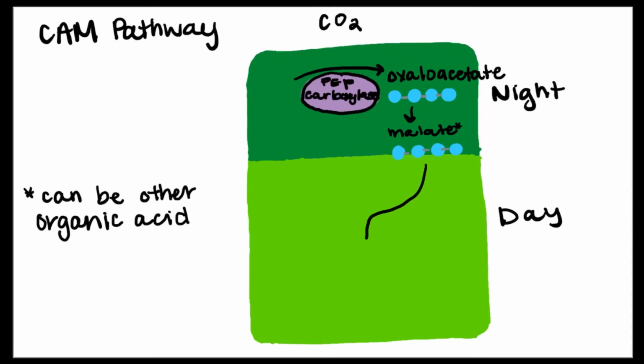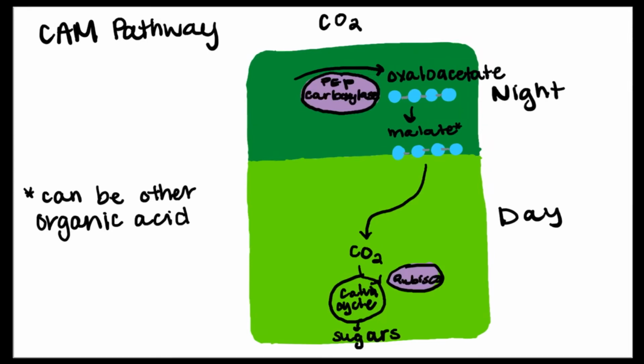In the daylight, CAM plants do not open their stomata, but still continue photosynthesis. The organic acids are transported out of the vacuole and broken down, which releases carbon dioxide. The carbon dioxide enters the Calvin cycle. There's a high concentration of carbon dioxide that is maintained around rubisco. The Calvin cycle produces sugars, and the remaining byproducts of the malate are recycled to produce phosphoenolpyruvate.